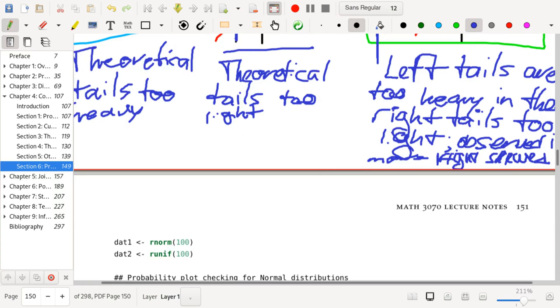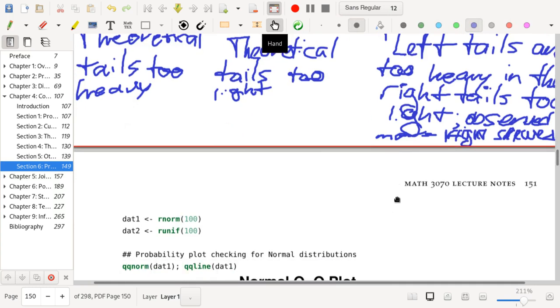So you need to use a distribution that's more right skewed than what you actually attempted.